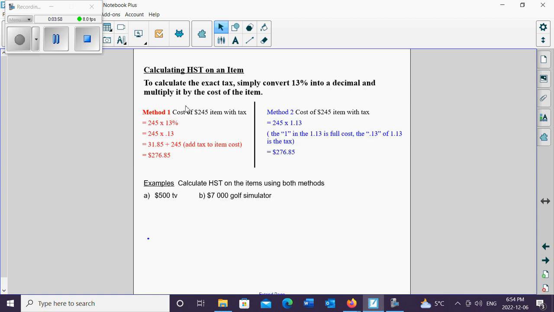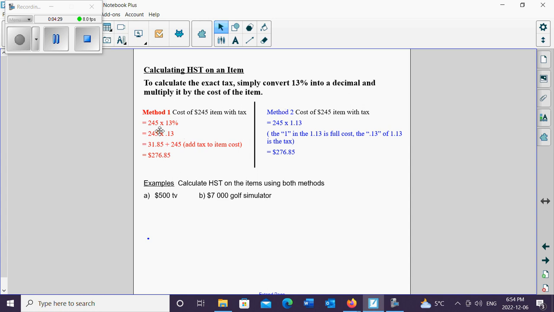Here's how you actually put HST on an item. So before was estimating, but here's actually putting it on. And there's 2 methods. Method 1 is, you may have learned this last year, but definitely when we get going, I would love for you to go into method 2. Now both of these methods are completely fine, completely accurate. One is just less steps. Do the one that you understand the best, because it won't take you that much longer to do method 1.